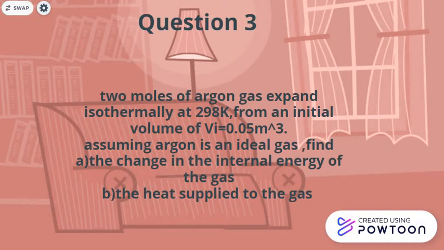For question 3, the question says that 2 moles of argon gas expand isothermally at 298 Kelvin from an initial volume of 0.025 meter to the power of 3 to a final volume of 0.05 meter to the power of 3. Assuming argon is an ideal gas, find A, the change in the internal energy of the gas, and B, the heat supplied to the gas.